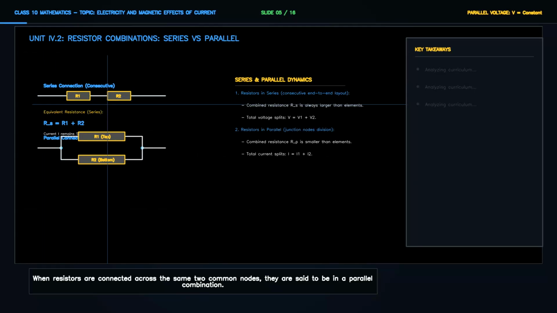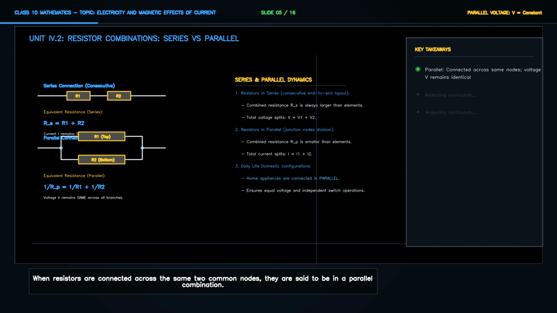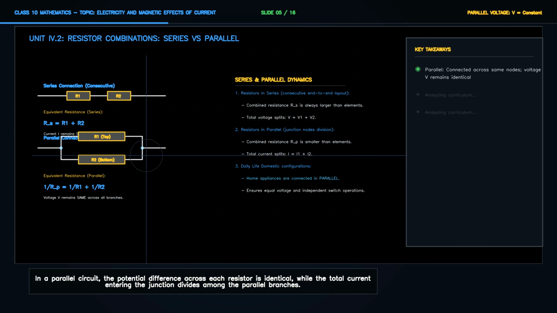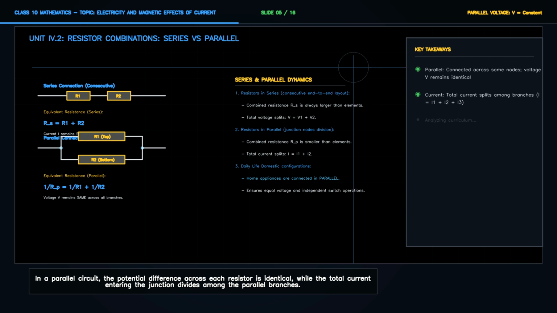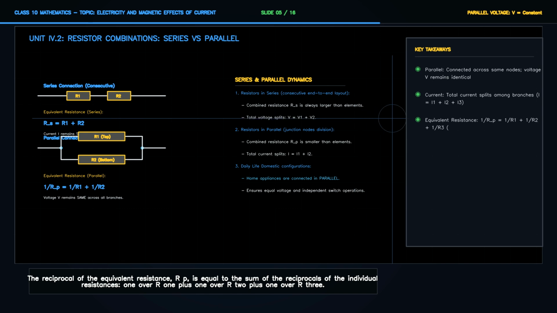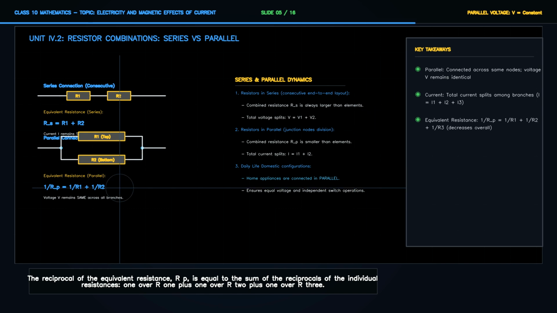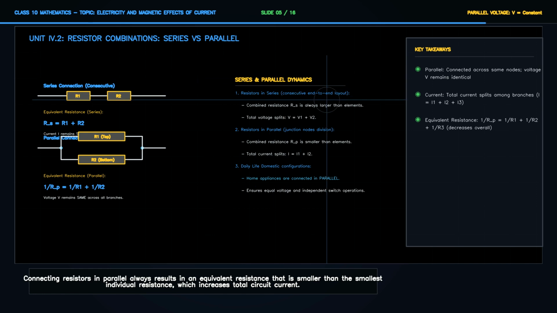When resistors are connected across the same two common nodes, they are said to be in a parallel combination. In a parallel circuit, the potential difference across each resistor is identical, while the total current entering the junction divides among the parallel branches. The reciprocal of the equivalent resistance, Rp, is equal to the sum of the reciprocals of the individual resistances, 1 over R1 plus 1 over R2 plus 1 over R3. Connecting resistors in parallel always results in an equivalent resistance that is smaller than the smallest individual resistance, which increases total circuit current.